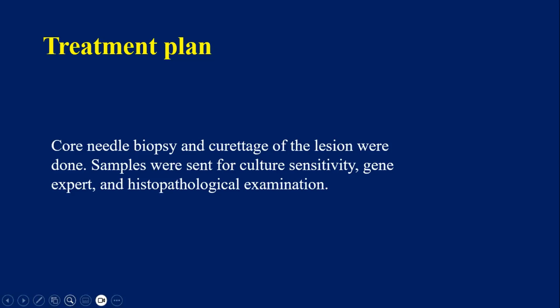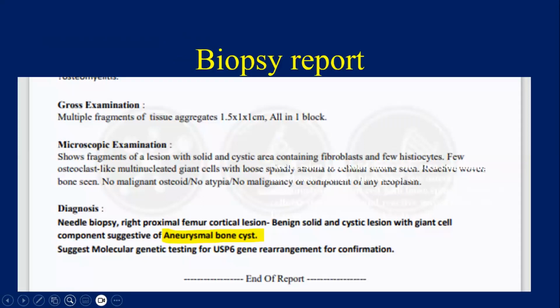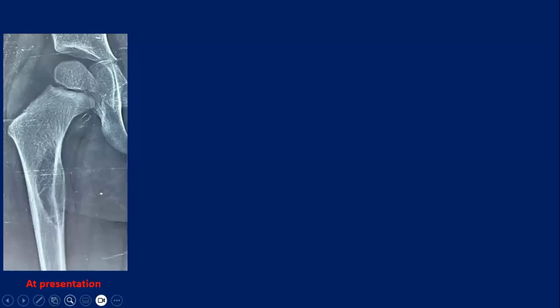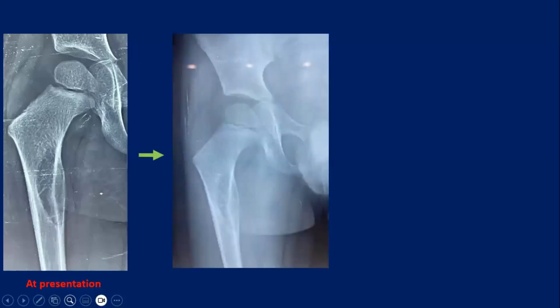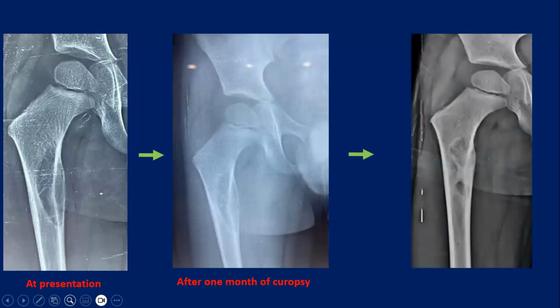Move ahead. The histopathological examination was suggestive of aneurysmal bone cyst: a benign solid and cystic lesion with a giant cell component, suggesting molecular genetic testing. We did USP6 gene rearrangement testing, but that was negative. Even our histopathologist was a bit confused, so we planned to move ahead with clinical improvement. We discussed this with the family. Can you show the X-rays? At one month after biopsy there is resolving reticulation, and after 3 months of biopsy, it is almost resolved.